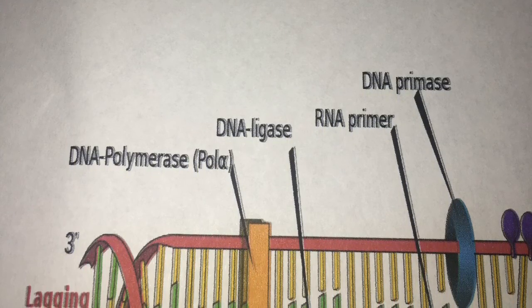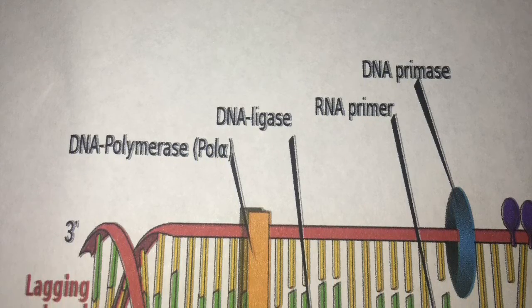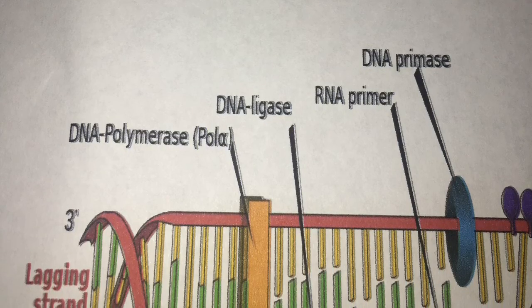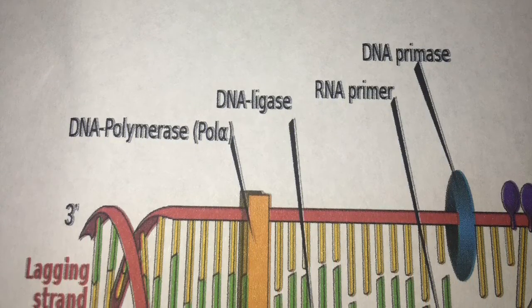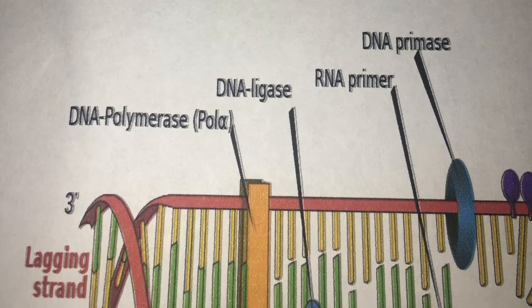RNA primer. A primer is a short nucleic acid sequence that provides a starting point for DNA synthesis. In living organisms, primers are short strands of RNA. A primer must be synthesized by an enzyme called primase, which is a type of RNA polymerase, before DNA replication can occur.